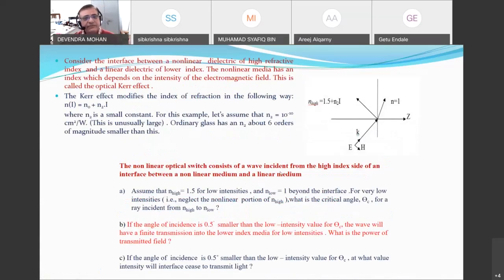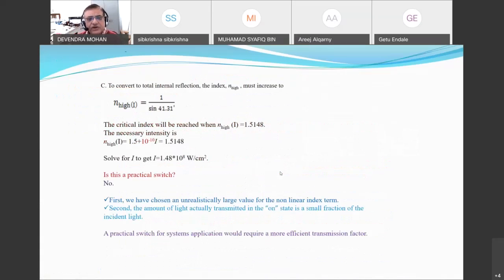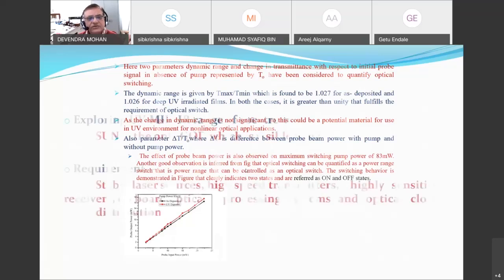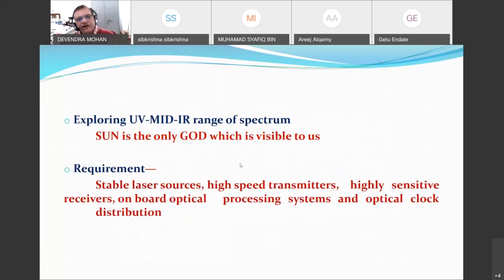So I think I am running short of time, so I'll not go much into the details of this optical switching. So what I need, I will conclude.